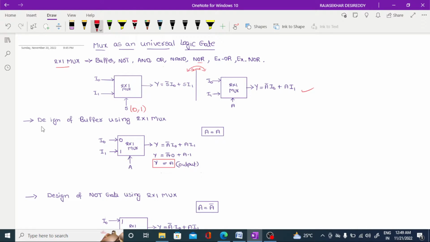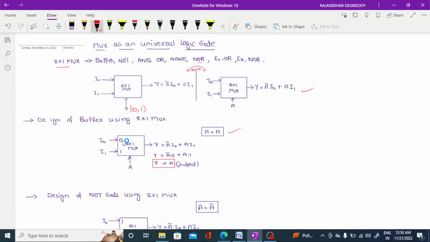Now I am going to design a buffer. We know that a buffer means whatever input we give, that is the output. Now how do we get it, just observe. Whatever the I0 and I1 values are, based on those values we are going to get different logic gates as output.